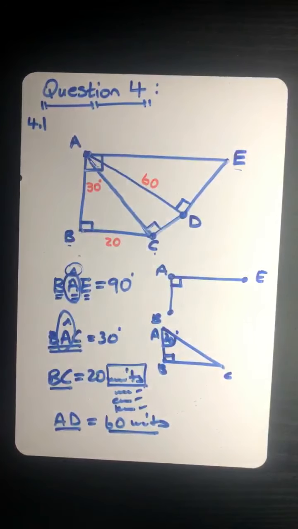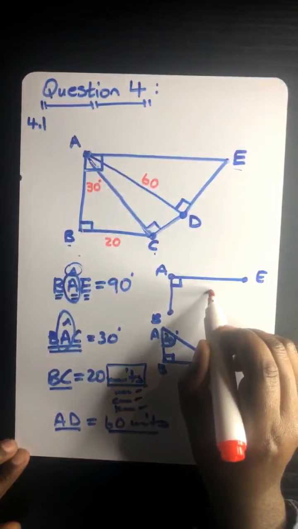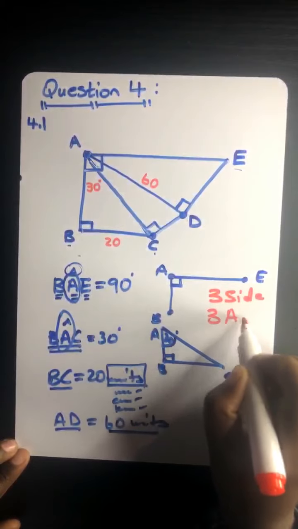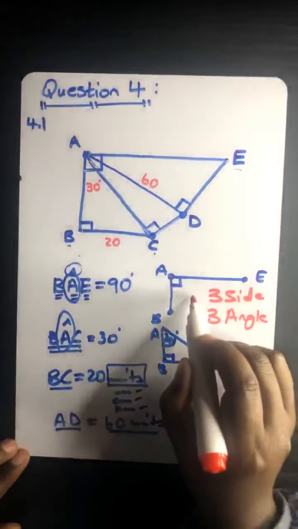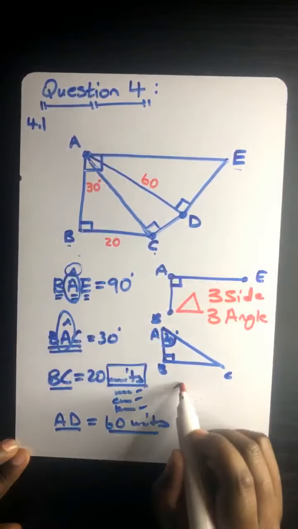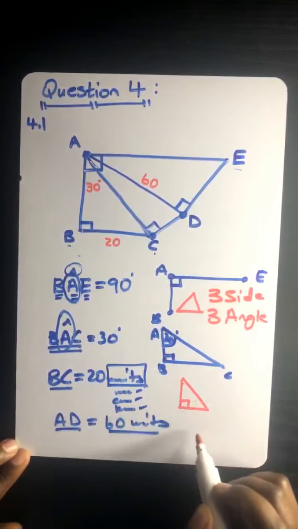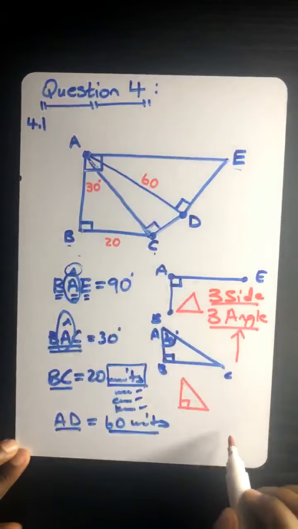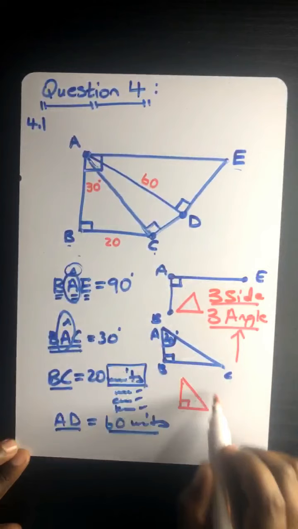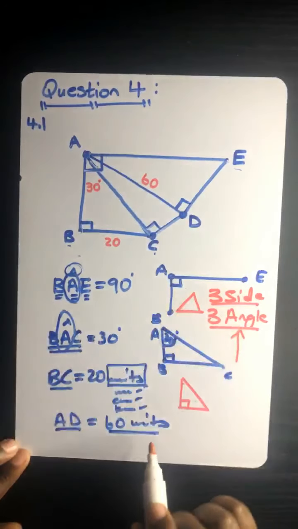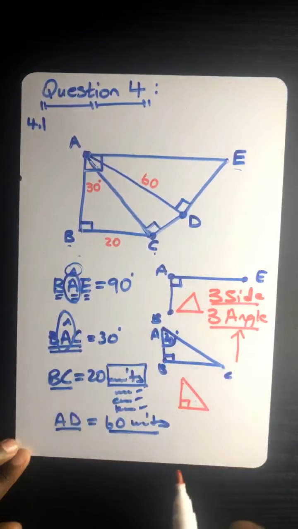I so wish you can never forget this. Remember, a triangle has three sides and three angles. I'm just talking about a triangle. Listen very carefully. But the moment we talk about a right angled triangle, it still has three sides, three angles. But what is special about a right-angled triangle is that you can use the trig ratios, cos, sine, tan, and again, the theorem of Pythagoras. But something that I want you to be careful of.